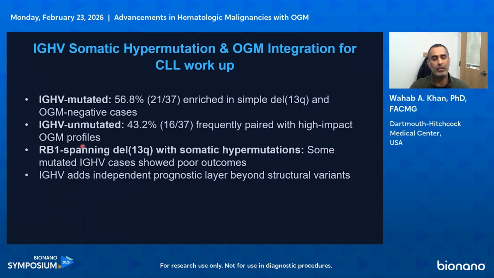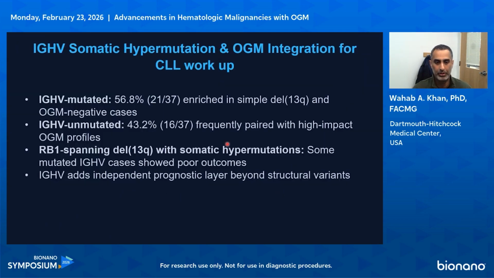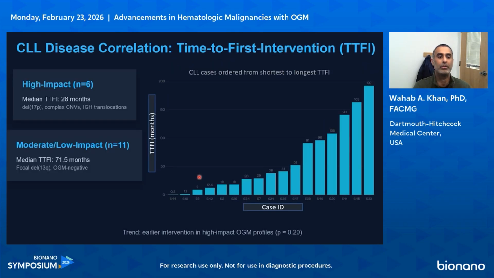And in this third category, these are maybe somewhat of an outlier where there was this RB1-spanning deletion 13q tracking with a mutated IGHV, and perhaps this was an isolated finding, so maybe that's why we're seeing these enriched in some of these cases, suggesting that maybe that IGHV adds this independent layer beyond structural variants alone. And we paired this with our sequencing findings as well by NGS.